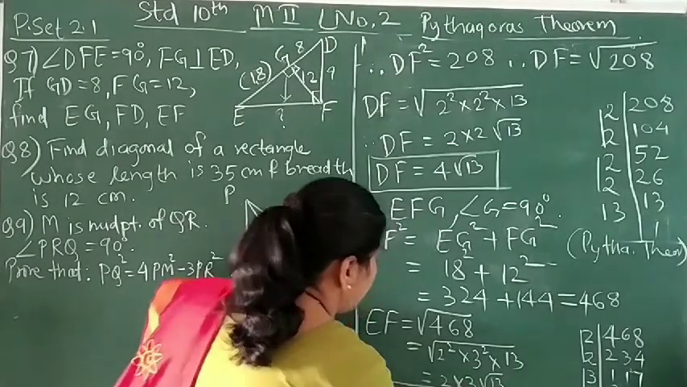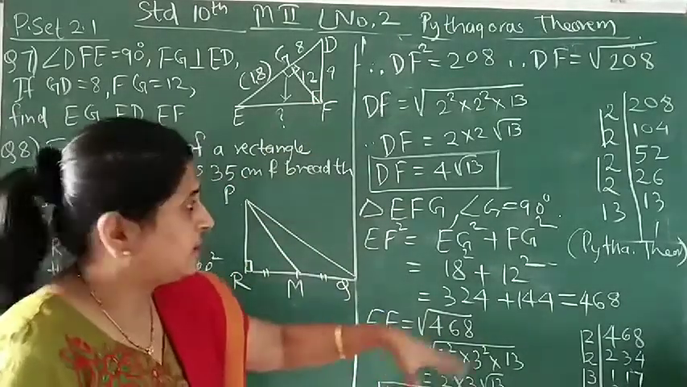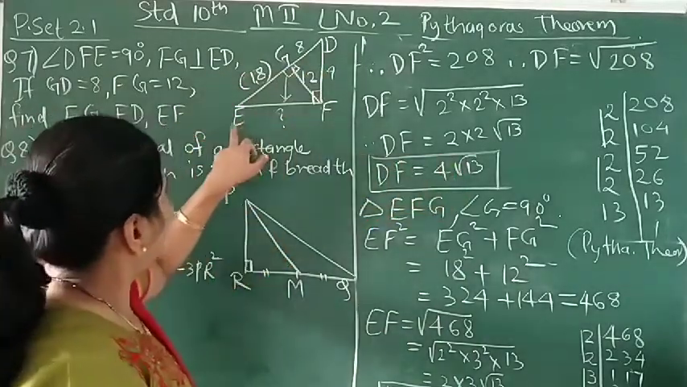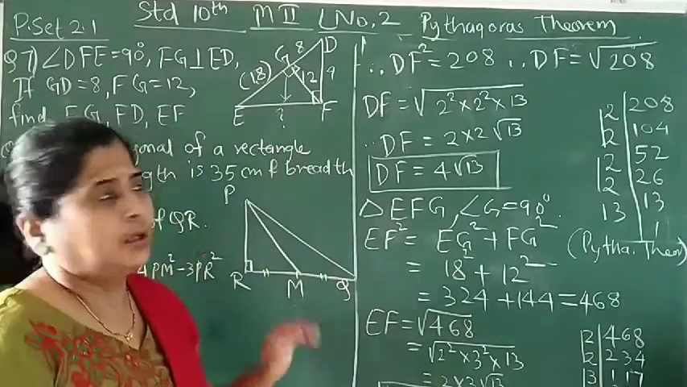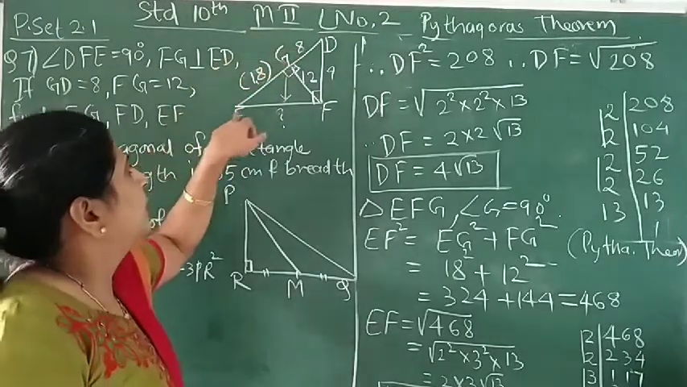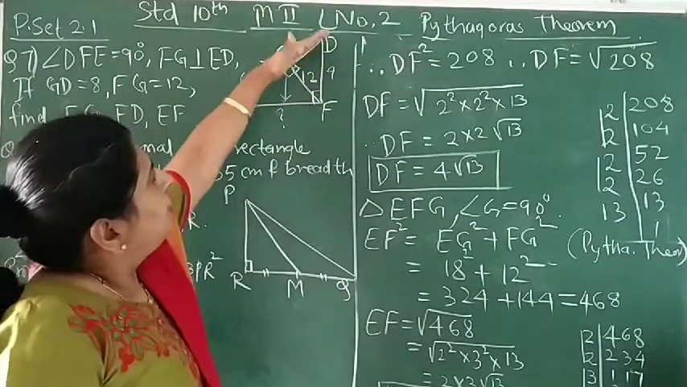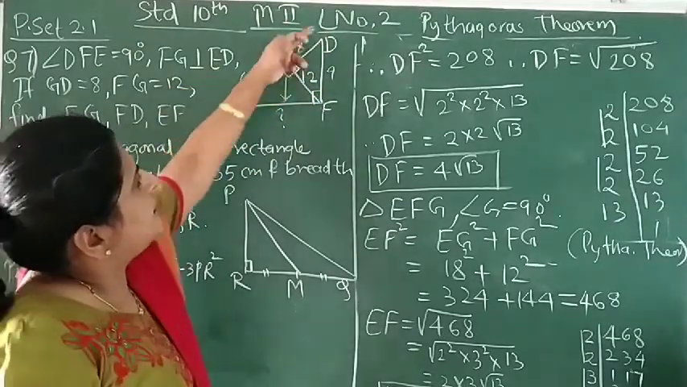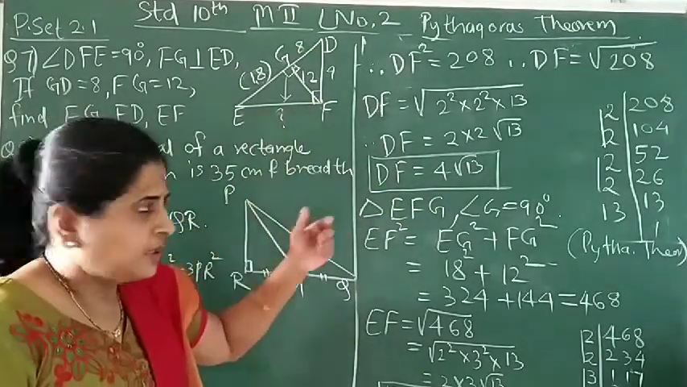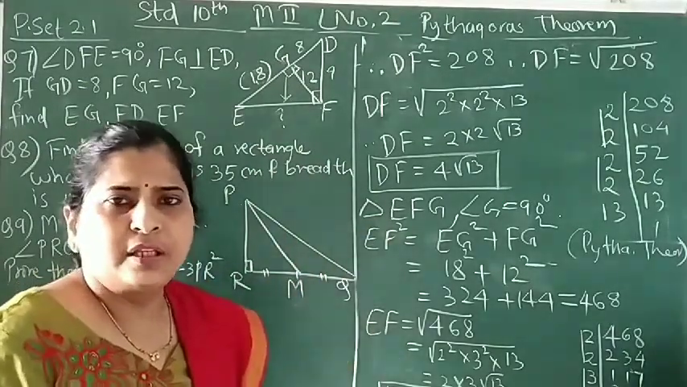So we have got the answers of these 3. We can write the final answer: the 3 distances. EG is 18, DF is 4 root 13, and EF is 6 root 13. Here we did not require DE, because we have taken the small triangle. But if you take the bigger triangle, then having DE as 26 and DF as 4 root 13, you can get it this way also.